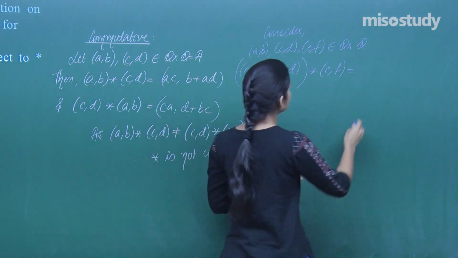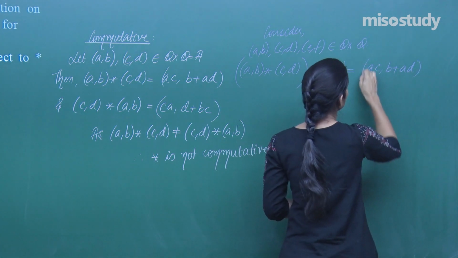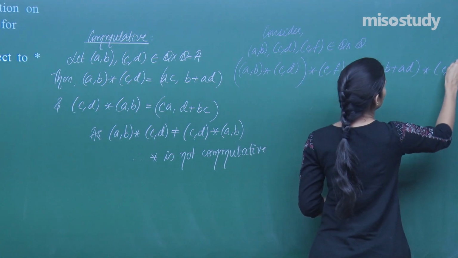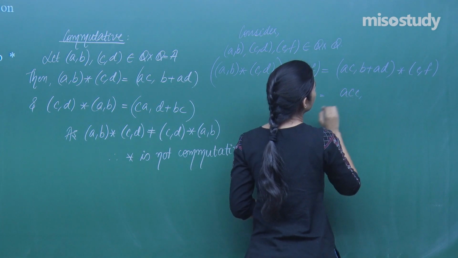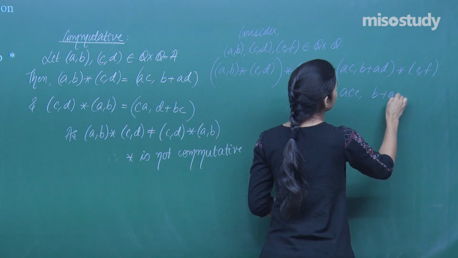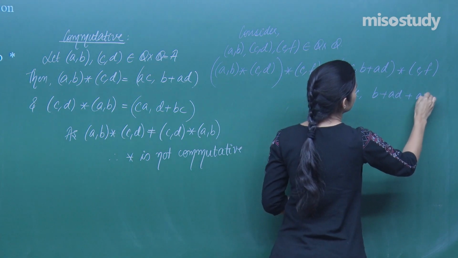This gives you (ac, b + ad) star (e, f). This gives you (ace, b + ad + acf). So (ace, b + ad + acf).